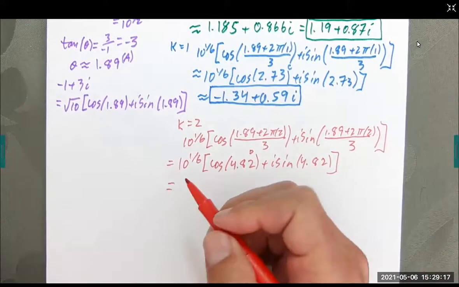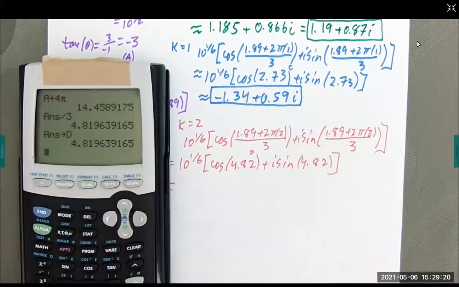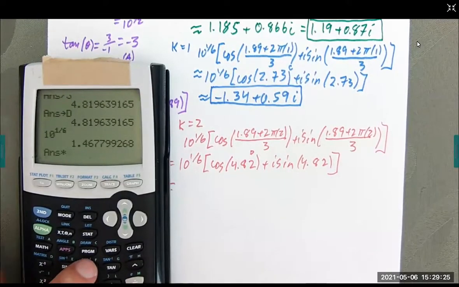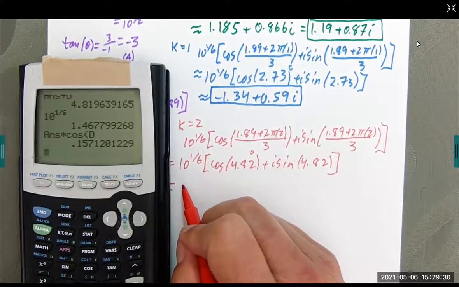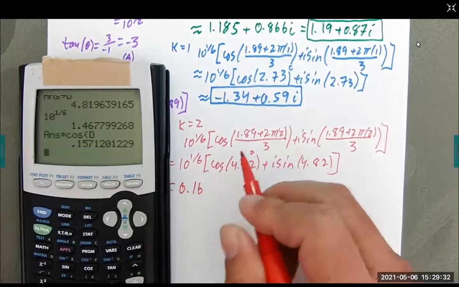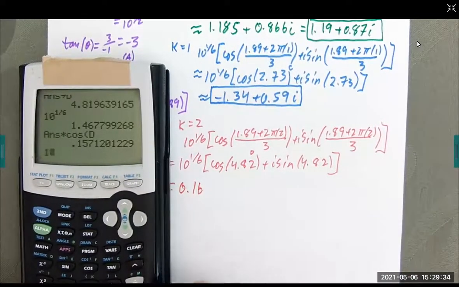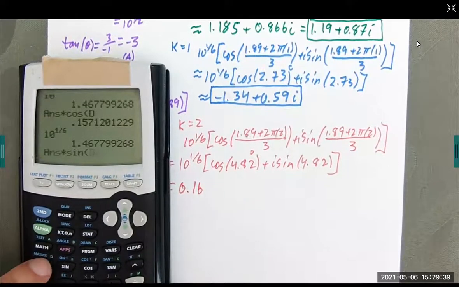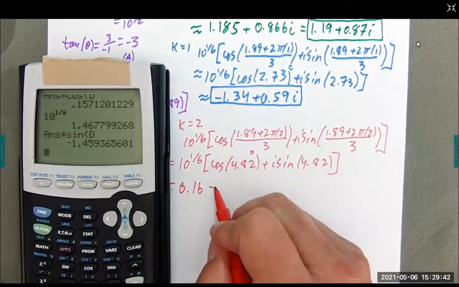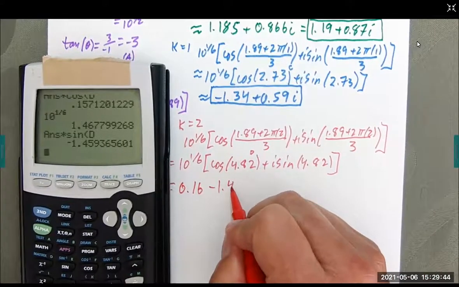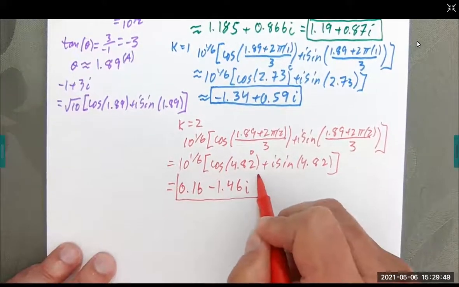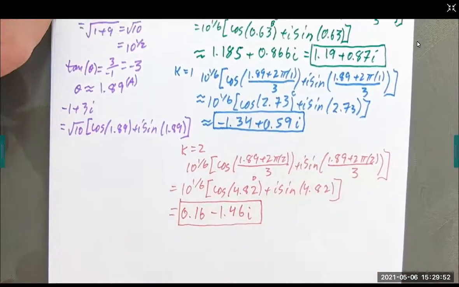And back into standard form. 10 raised to the 1/6 power times cosine of D. And that gives me 0.16. And 10 raised to the 1/6 power times the sine of D. So minus 1.46i. There it is. See how much of this I get in all one shot.